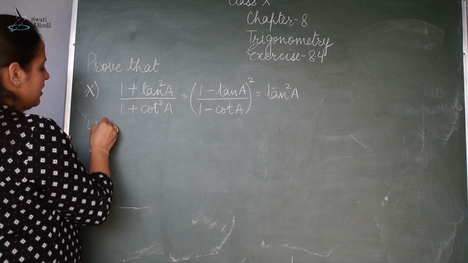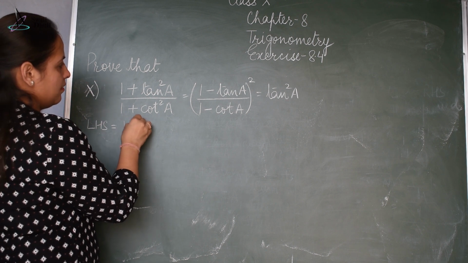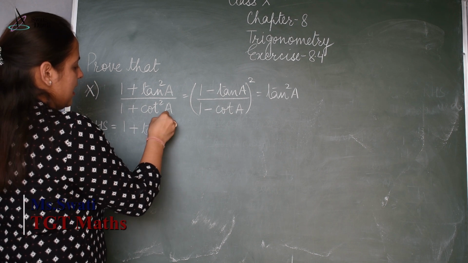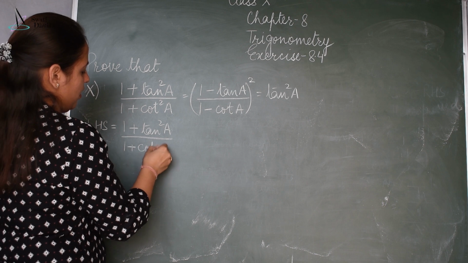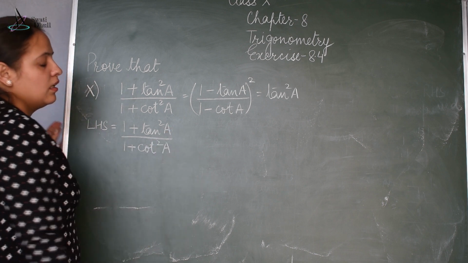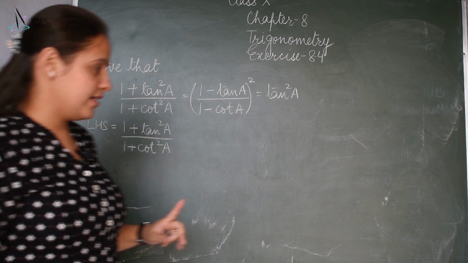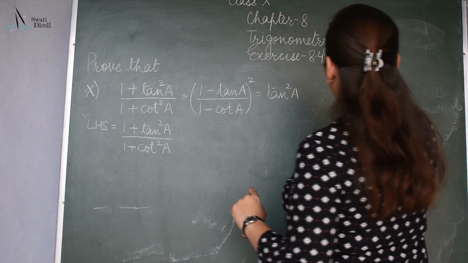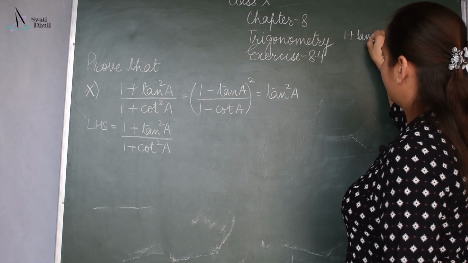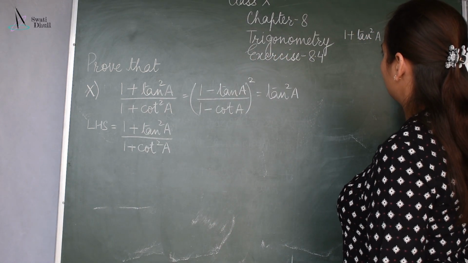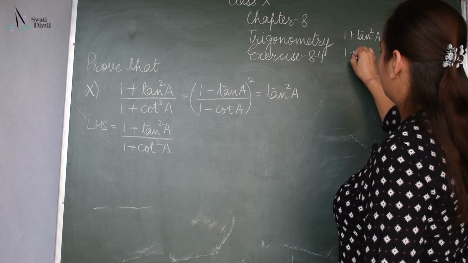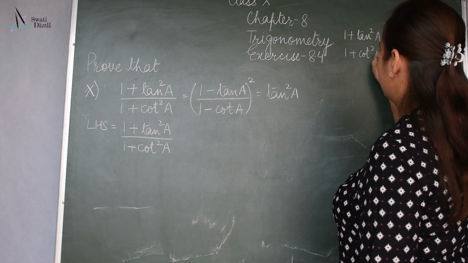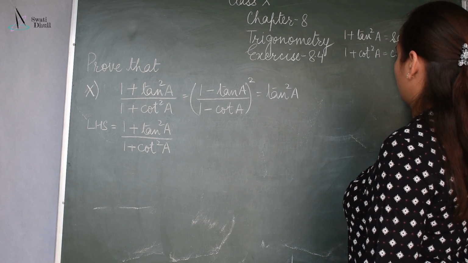So let's take left hand side first. 1 plus tan square A divided by 1 plus cot square A. We have 2 identities, that is 1 plus tan square A is equal to secant square A, and 1 plus cot square A is equal to cosecant square A.